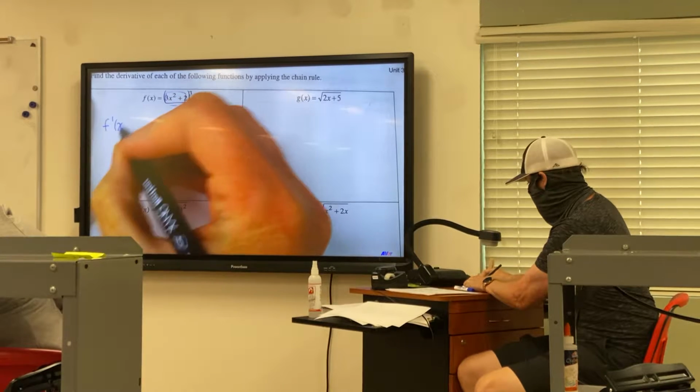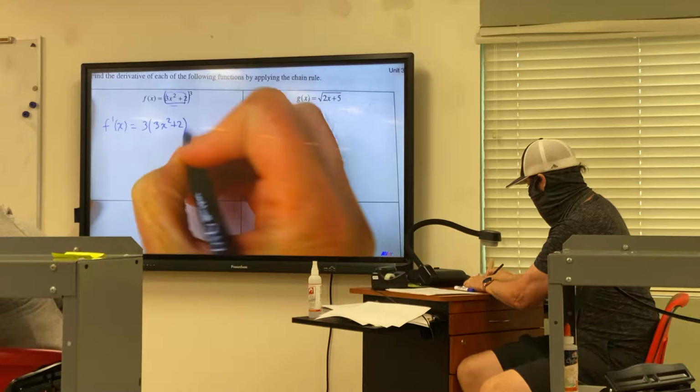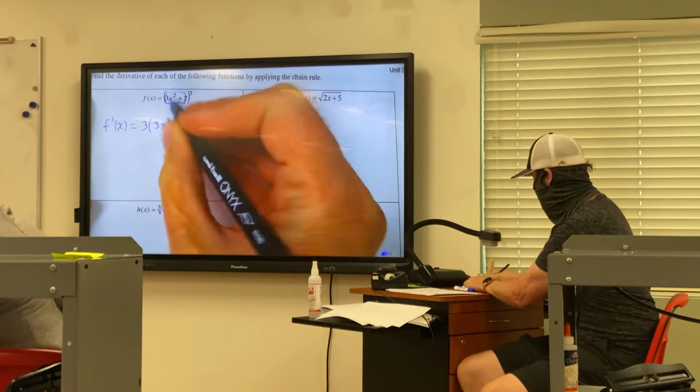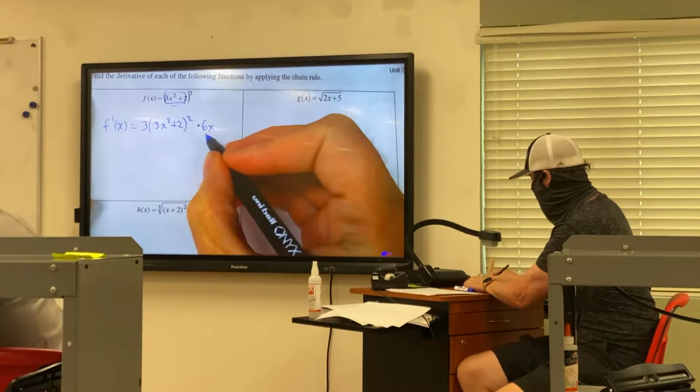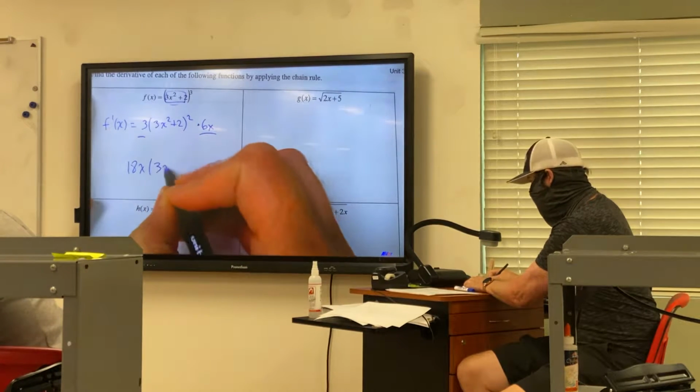Think it's just like, bring down the 3. 3x squared plus 2, squared, times the derivative of 3x squared plus 2, which is 6x. And then just multiply those two together. 18x, and then you leave those.